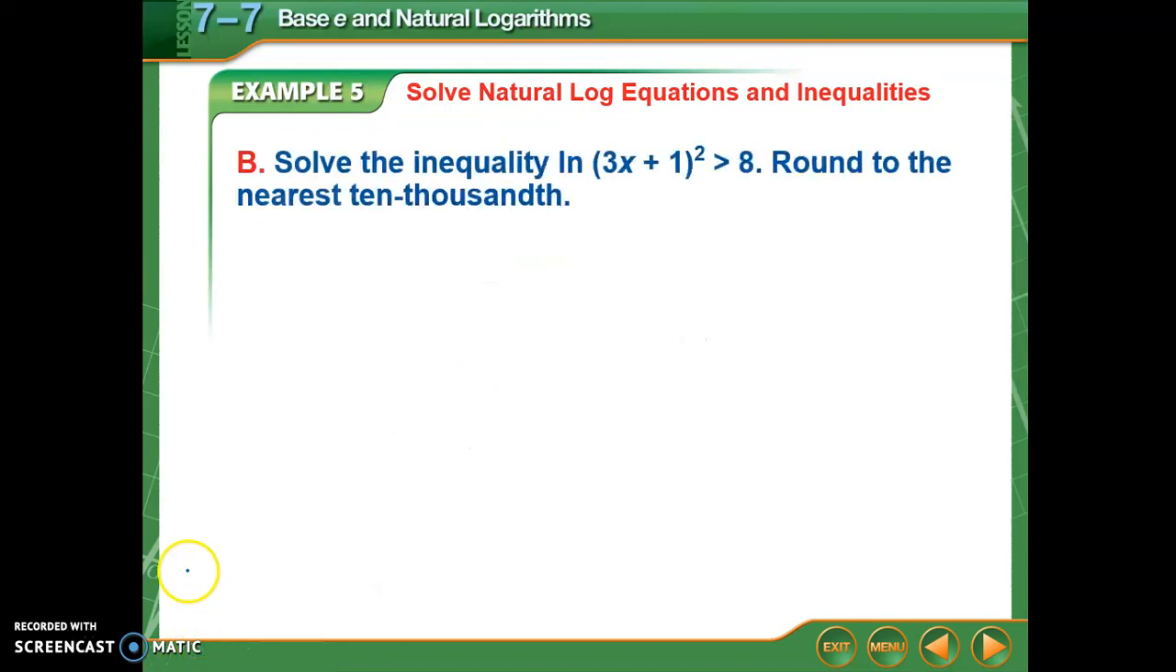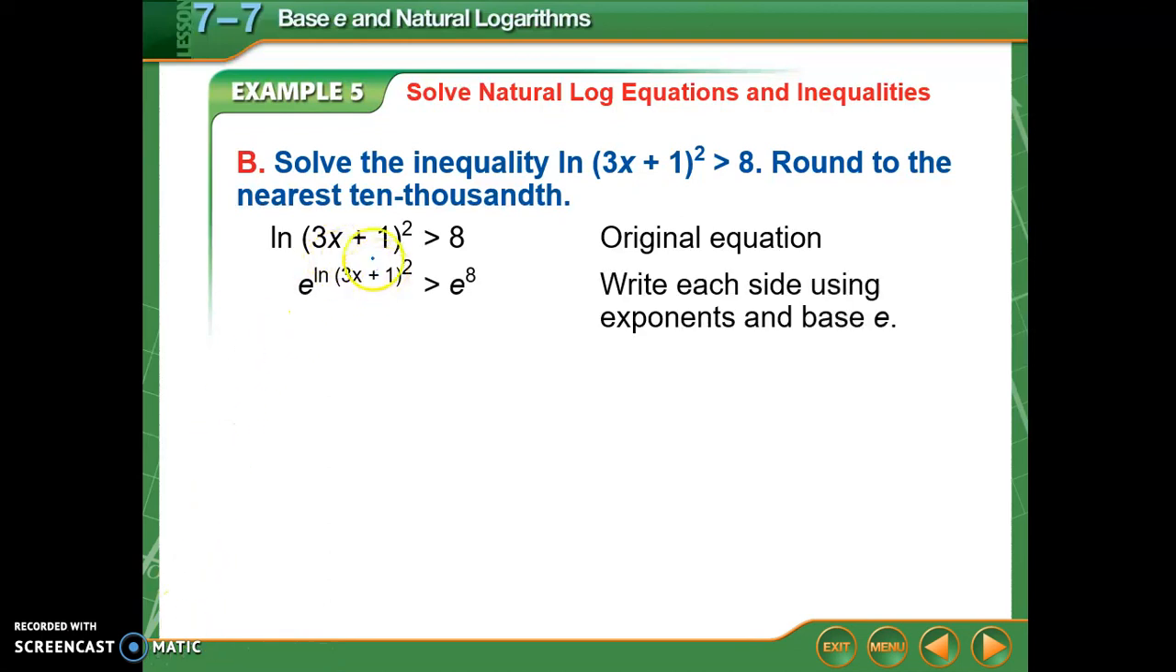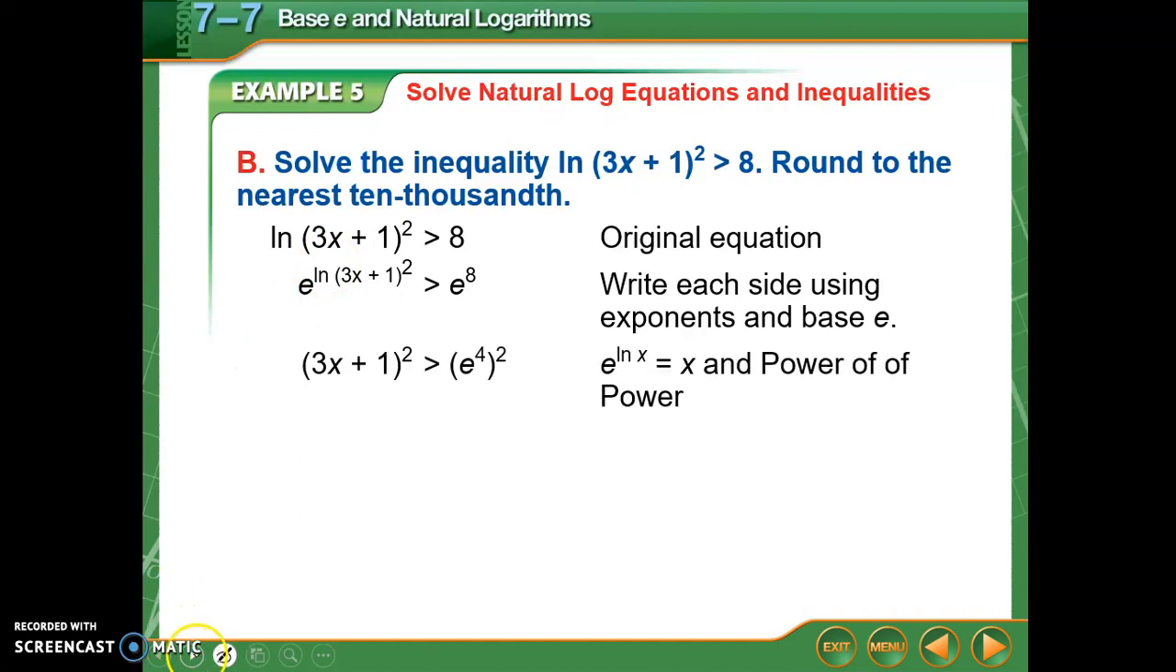All right, here's an inequality. The natural log of the quantity of 3x plus 1 squared is greater than 8. So remember that for inequalities, we have to be careful with what's inside the logarithm as well. So I'm going to take e to both sides here again, like we did in the last one, and e and the natural log are inverses, so they undo each other. And I get 3x plus 1 quantity squared is greater than e to the 8th, but they're rewriting e to the 8th as e to the 4th squared.